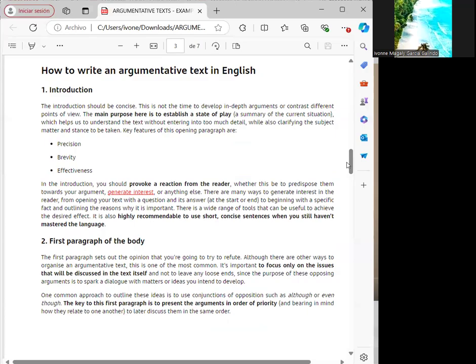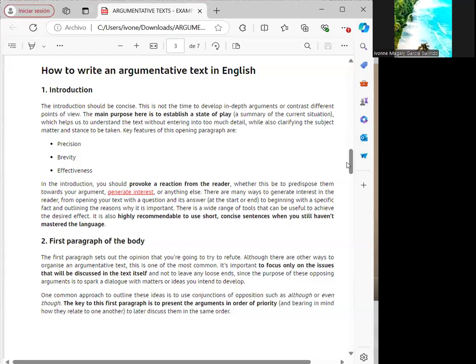The introduction should be concise. This is not the time to develop in-depth arguments or contrast different points of view. The main purpose here is to establish a state of play, a summary of the current situation, which helps us to understand the text without entering into much detail, while also clarifying the subject matter and the essence to be taken.